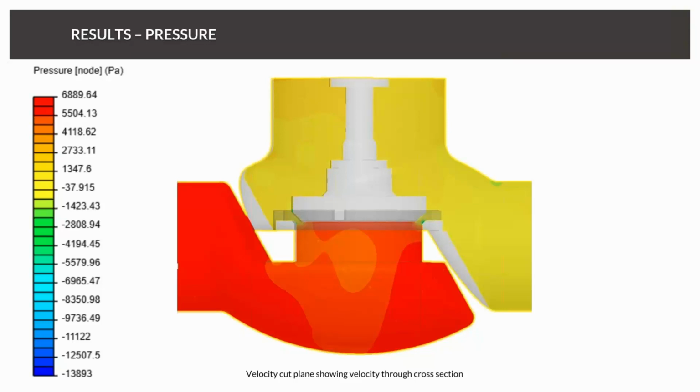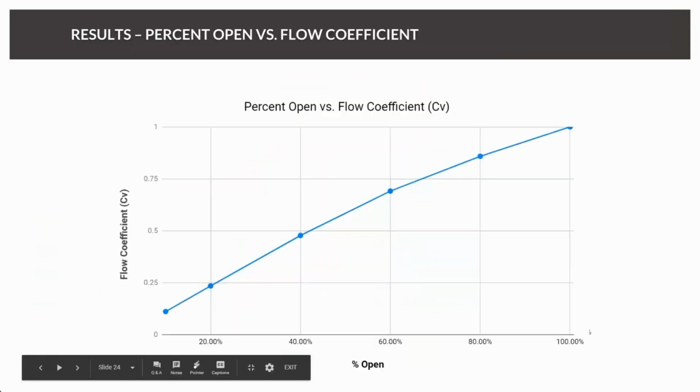It is interesting to see you get local low pressures in certain areas. If you see my mouth, it's a little hard to see, but there's green right in that small jetting area where the high velocity is. Of course, it kind of follows Bernoulli's principle. You would expect a low pressure where you have a super high velocity.